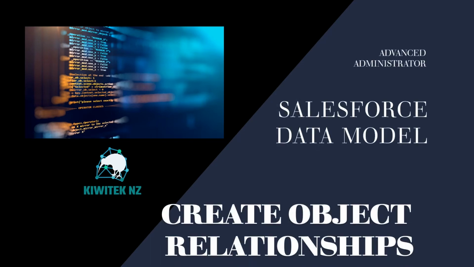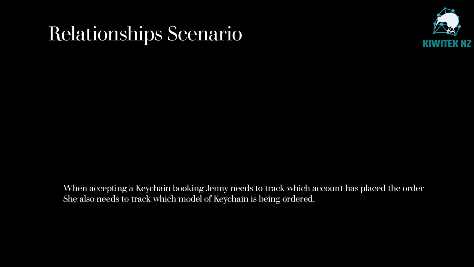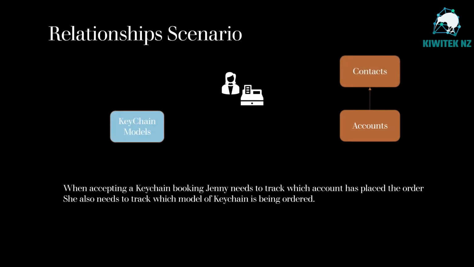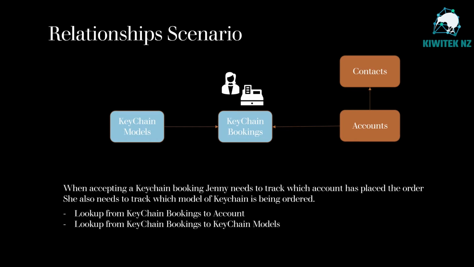In this video, we will take the scenario we discussed earlier and see how we can create these relationships in Salesforce. The scenario we have discussed was like this. When accepting a keychain booking, Jenny needs to track which account has placed the order, and she also needs to track which model of keychain is being ordered. So in order to do this, we have to create a lookup from keychain bookings to accounts, and we have to make a lookup from keychain bookings to keychain models.